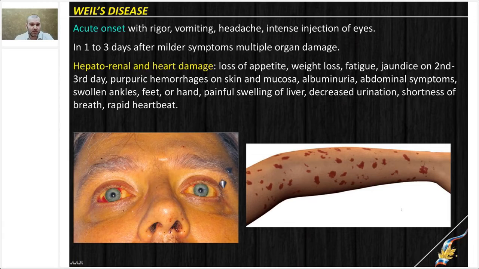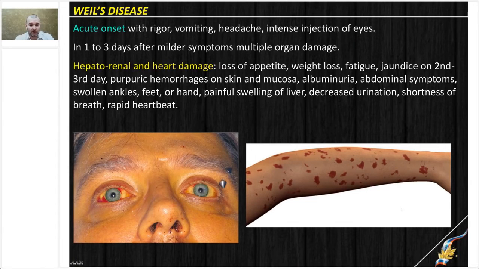In a few days after infection, bacteria will spread from the site of invasion to the bloodstream and will be disseminated to multiple organs, including skin. And further duration is usually divided into three clinical periods. According to which organ or system of organs is damaged, we have different forms of the disease. The most frequent one is hepatorenal damage and heart damage.